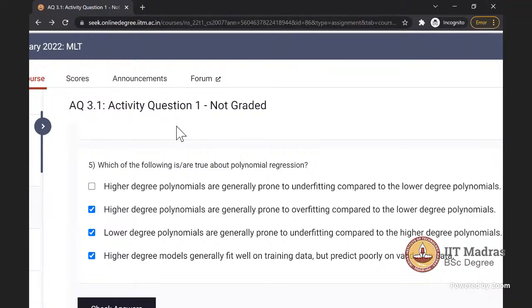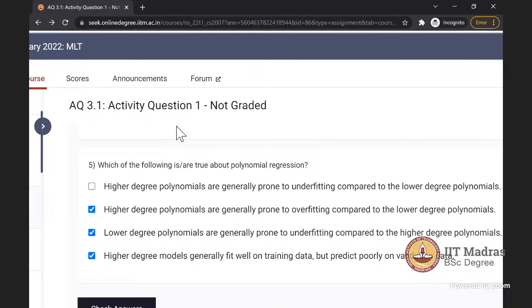Whereas in the case of the fourth option, higher degree polynomials generally fit well on training data, but predict poorly on validation data. This is not correct, right? Because there we do not know what kind of data we are dealing with, in what background we are actually making this statement. If the target model is nonlinear, then a higher degree polynomial will fit well, right?